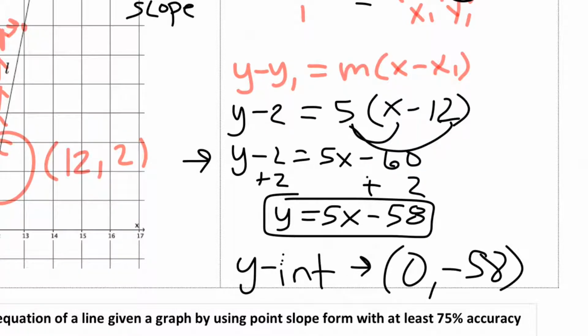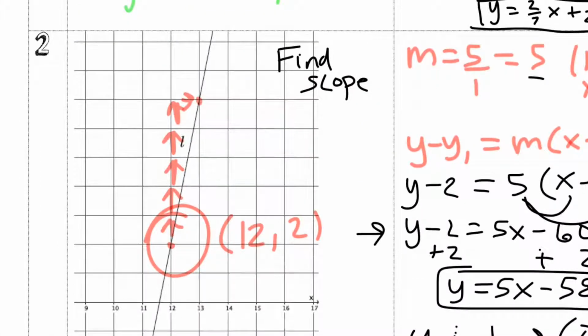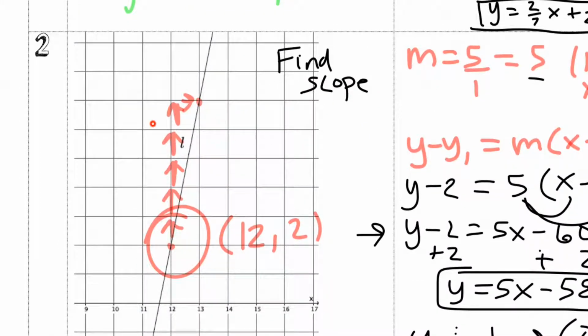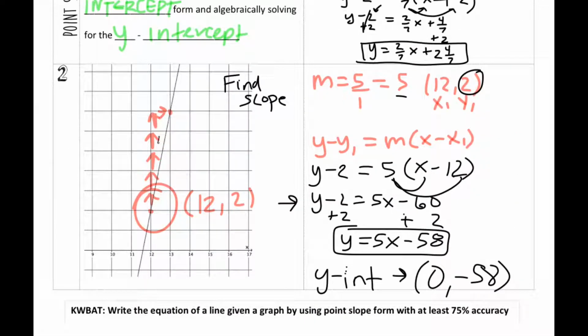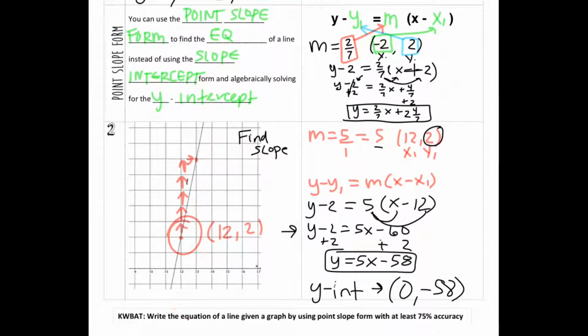And if you look back at our graph, the reason we had to use this method is because there's no y-axis on this graph. That doesn't mean it doesn't exist. It just means they didn't have it on this graph because we are zoomed in on a different part of the graph. So there's no way for me to tell what the y-intercept is. But now I know it's negative 58, and the reason I can't see it is because it's way down here.